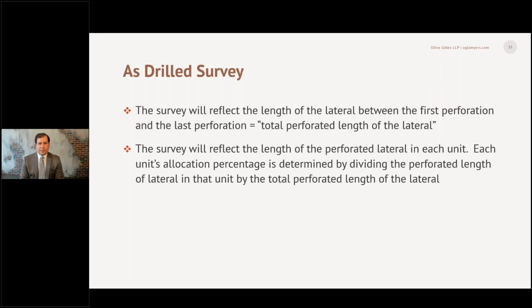Survey will reflect length of the perforated lateral on each unit. Each unit's allocation percentage is determined by dividing, again, perforated length of the lateral in that unit by the total perforated length of the lateral.